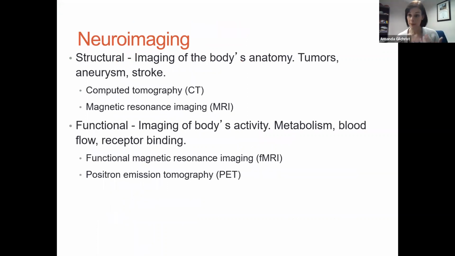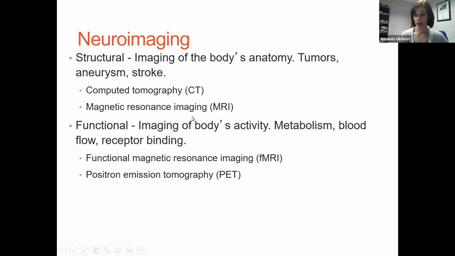So what is neuroimaging? You've already heard me talk about this. You can divide it into two major branches. So we have structural neuroimaging and we have functional neuroimaging. Structural neuroimaging occurs when we are looking at the body's anatomy. So we're going to be looking for things like tumors, aneurysms, strokes, other types of brain damage. And basically the two major methods that we use to assess the structure include computed tomography or CT or CAT scans and magnetic resonance imaging or MRI.